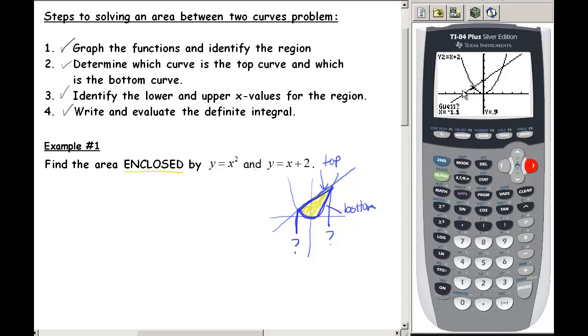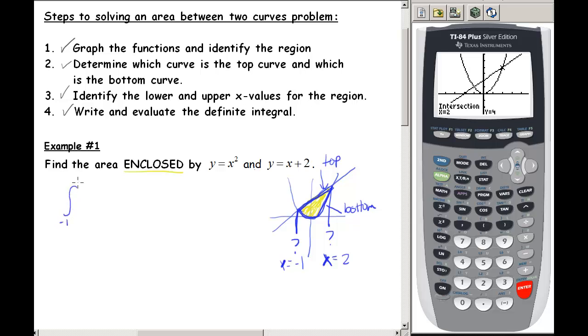So I want to be about right there, and then I'm going to press enter, and it tells me x equals -1. So this value here is at x equals -1. I don't care what the y is, I only care about the x's. So let's find this second one. The second one, we get x equals 2. And so now we're ready to write and evaluate our definite integral.